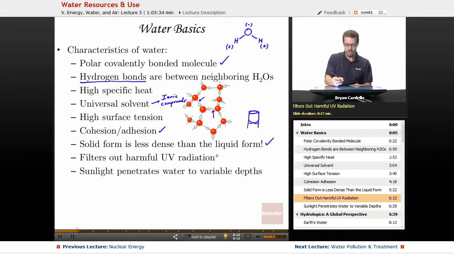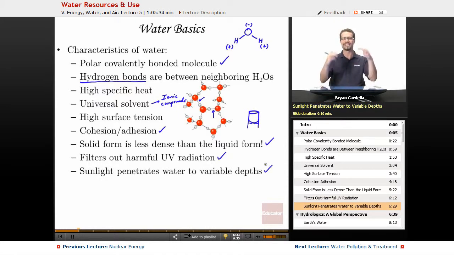Filters out harmful UV radiation. So some aquatic organisms or oceanic organisms can thank the fact that water prevents a lot of UV radiation from getting to them. Otherwise, maybe they would have genetic damage much more quickly due to that radiation exposure. Sunlight penetrates water to variable depths, so photosynthetic organisms can exist below the surface thanks to that quality. So those are some of the water basics that are important.